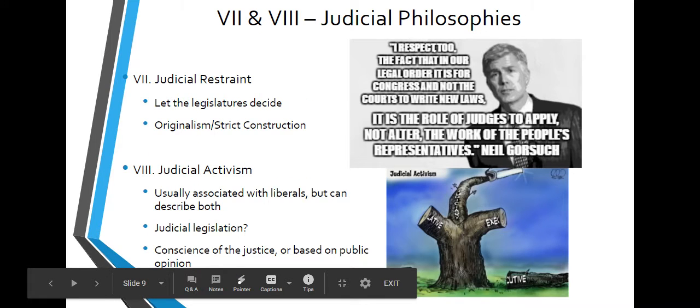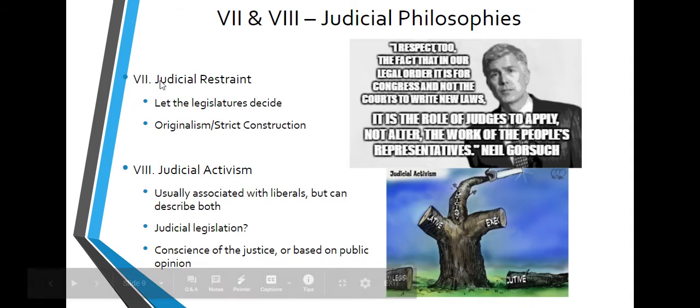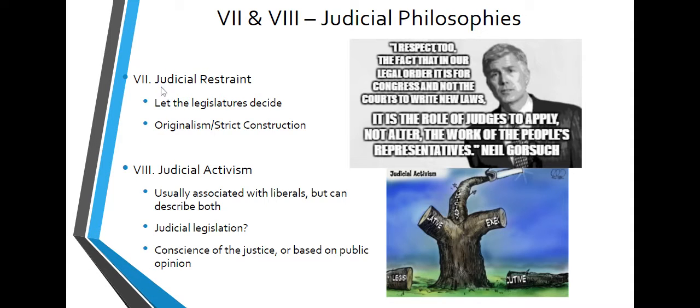Okay, we're going to talk about two different ways of viewing the job of a Supreme Court justice, two different philosophies. One is called judicial restraint, and the other is called judicial activism. Judicial restraint is the idea that justices should not use the power of judicial review very much. If you exercise judicial restraint, you restrain yourself from declaring things unconstitutional.